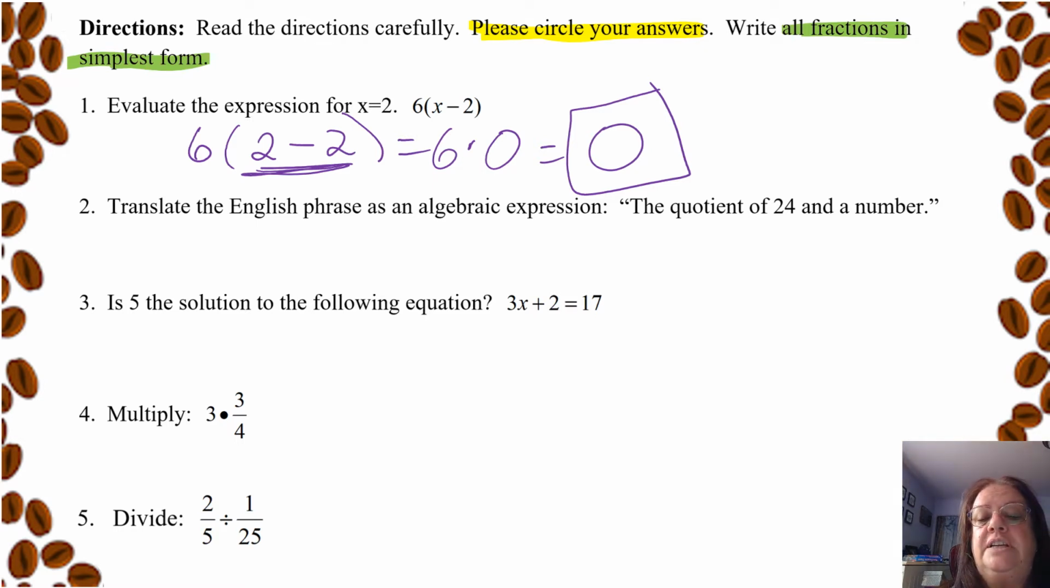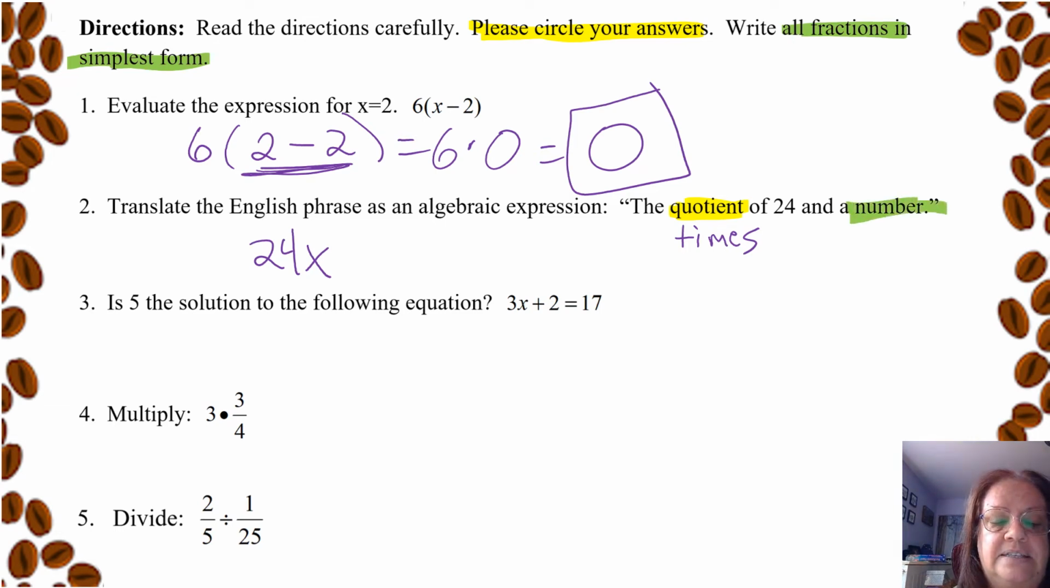Okay. All right, translate the English phrase as an algebraic expression. The quotient of, okay, what does quotient mean? Quotient means times or multiplication. So 24 and a number. The number is always going to be, when it says a number, that means x, okay, or your variable.